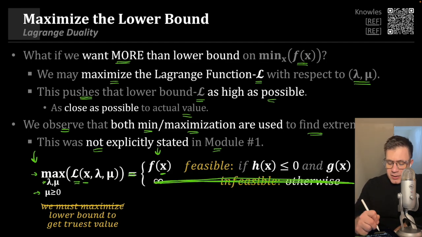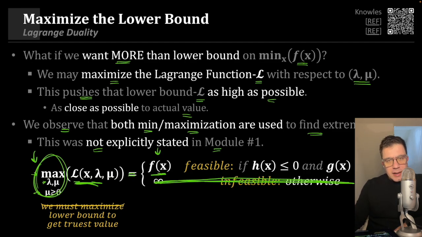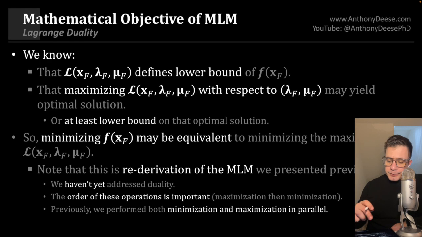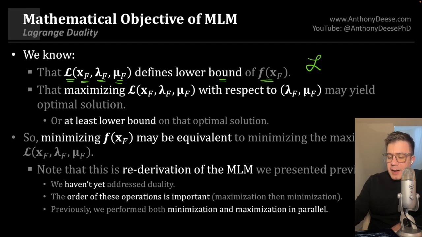So what we see is that we can use the Lagrange function to approximate the objective function for some feasible state, x sub f, if we maximize the Lagrange function with respect to mu and lambda. So we had a lower bound on f of x, and we're trying to maximize the lower bound, which then would push the two up against one another. So we know that the Lagrange function, if supplied feasible inputs, defines a lower bound on f of x sub f. Okay, and remember, this only works for the same input.